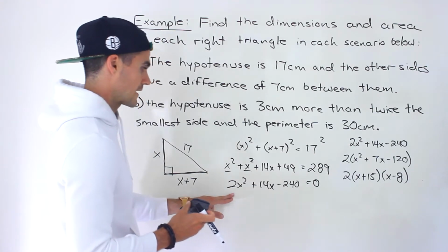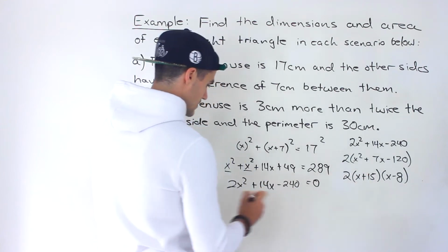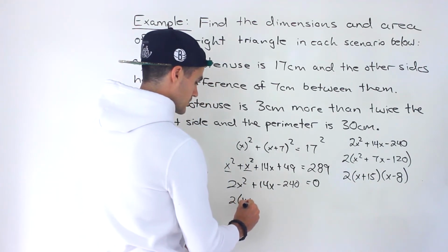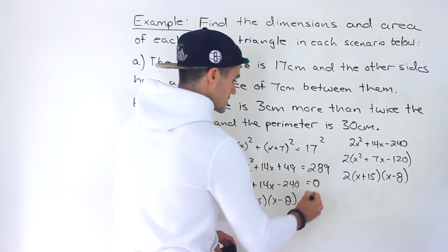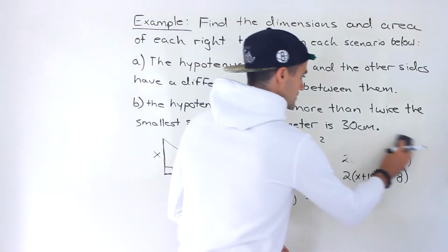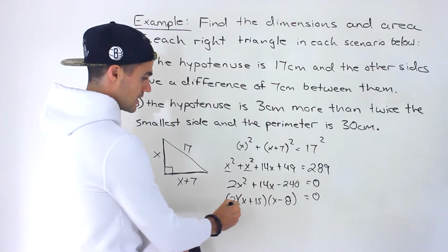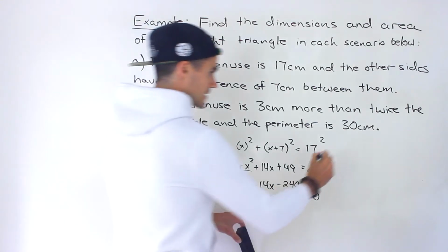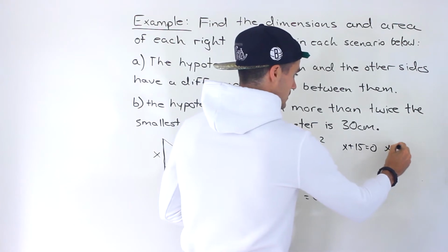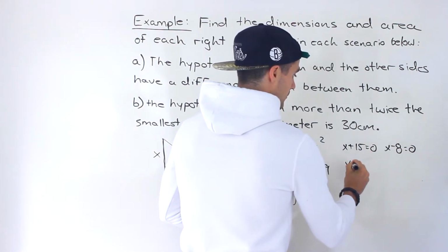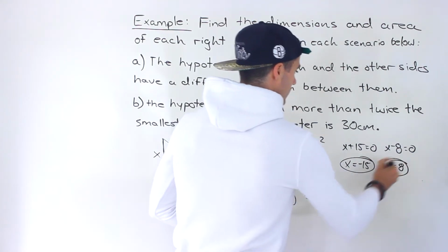Going back here, remember we're dealing with this equation. This quadratic factors into that, so we'd have 2 times x plus 15 times x minus 8 is equal to 0, like that. And so from here, notice the 2 can never equal 0, but the x plus 15 can equal 0, and then the x minus 8 can equal 0. So this is going to happen when x is negative 15. This is going to happen when x is 8, like that.